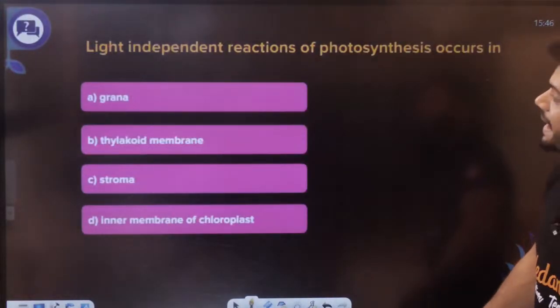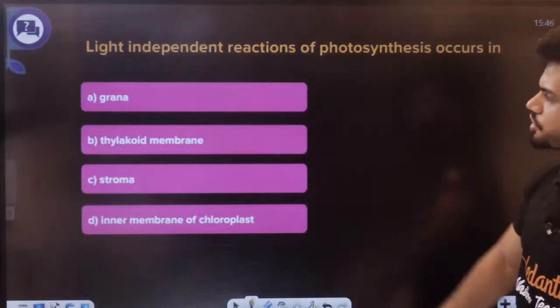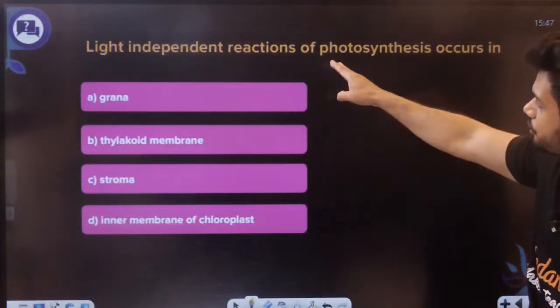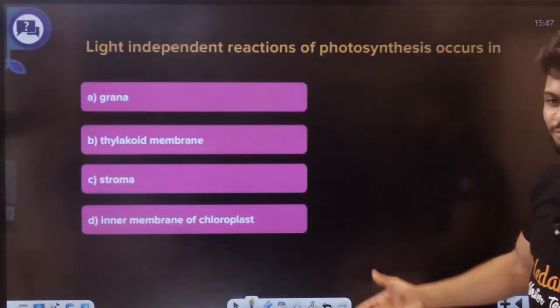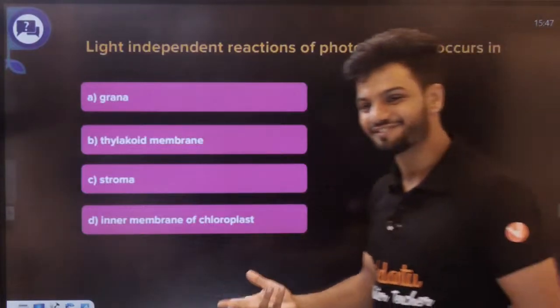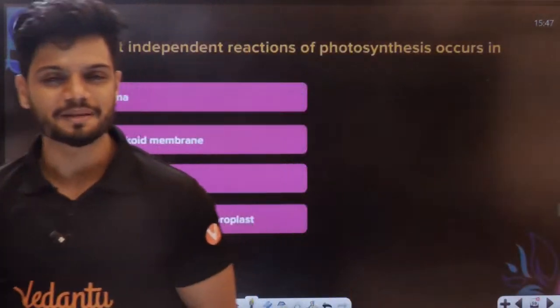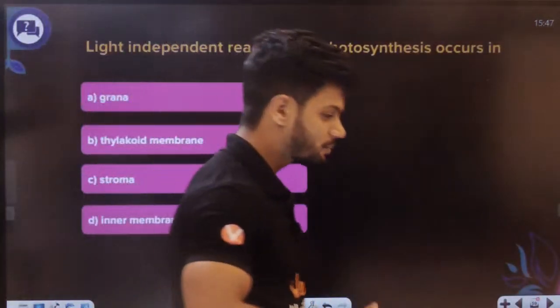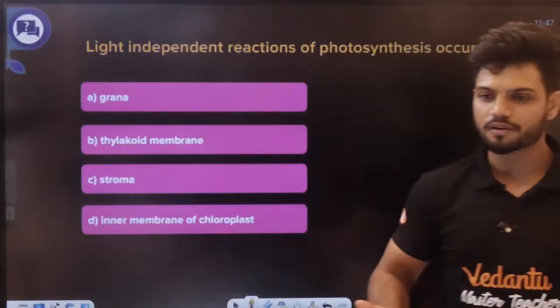Light independent reaction, also called the dark reaction of photosynthesis, occurs in, students, very easy question, very easy question. Dark reaction takes place in the matrix. What is the matrix called? Stroma. Very good.